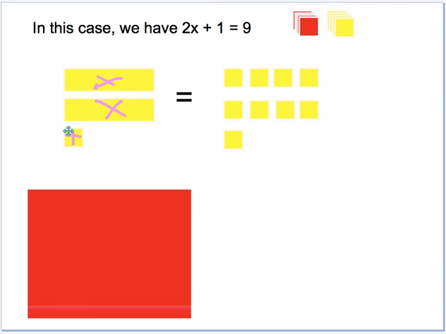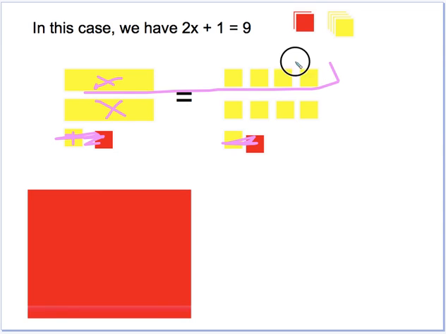So I have to get rid of this positive. How do I get rid of a positive? I add a zero pair. Boom. Add it to both sides. Now, 2x is equal to 8, because I have these crossed out. 2x is equal to 8, well then x is equal to 4. Isn't that beautiful? It's so gorgeous.